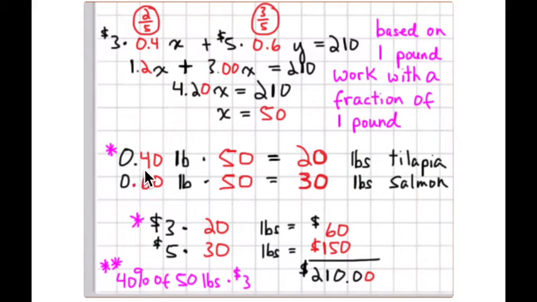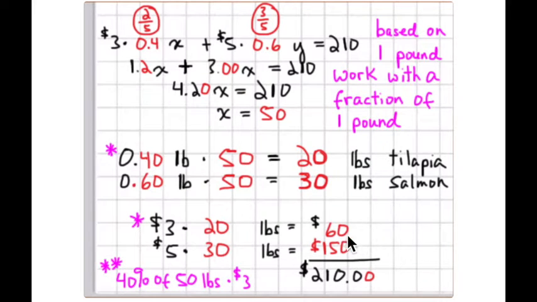So now I can purchase 4/10 or 40 hundredths of a pound 50 times. So that's 20 pounds. And I can purchase 60 hundredths of a pound 50 times. So that's 30 pounds of salmon, 20 pounds of tilapia. And so $3 times 20 pounds is the $60. $5 times 30 pounds is the $150. That adds up to the $210.